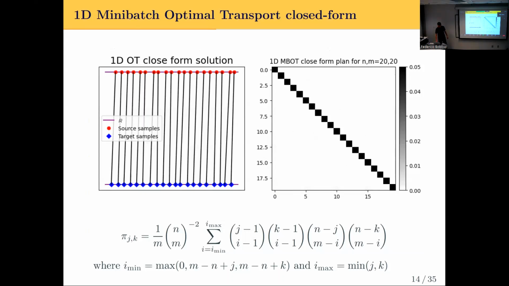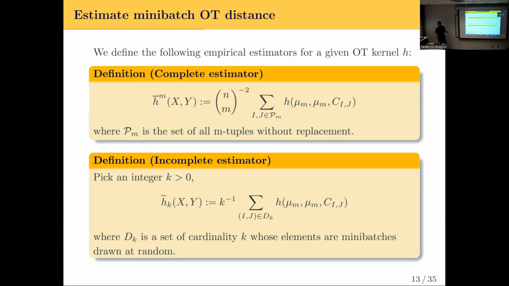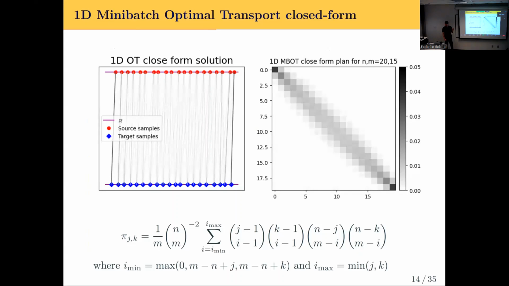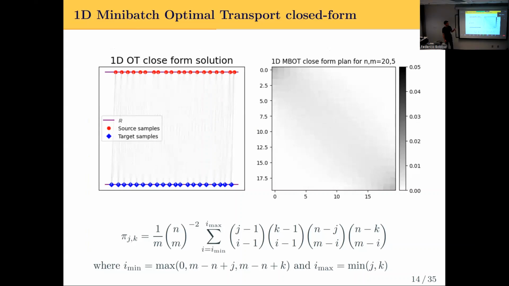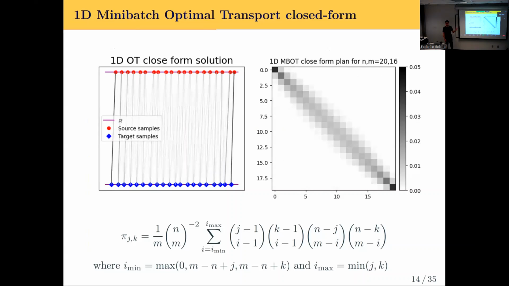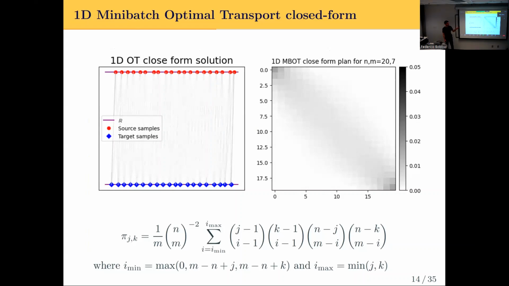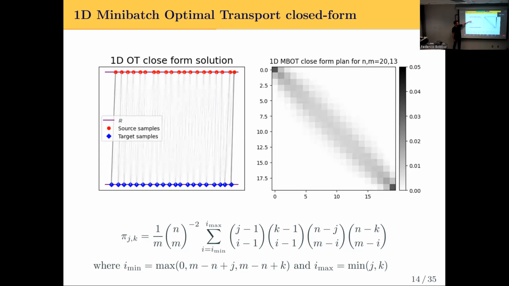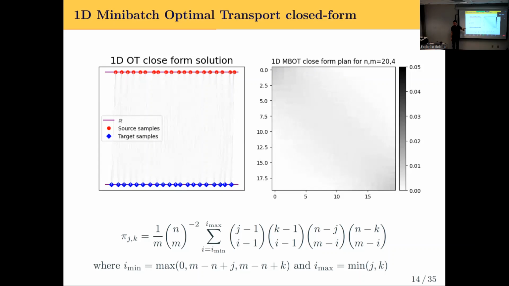So you can also define a complete estimator for the transport plan. And you can also derive a closed form solution when data lie in 1D. This is interesting because it will help us to understand what happens on the minibatch optimal transport plan. As we see, as the minibatch size decreases, the number of connections between samples of the two distributions increases. So one element of the source will be spread to many elements of the target domain.